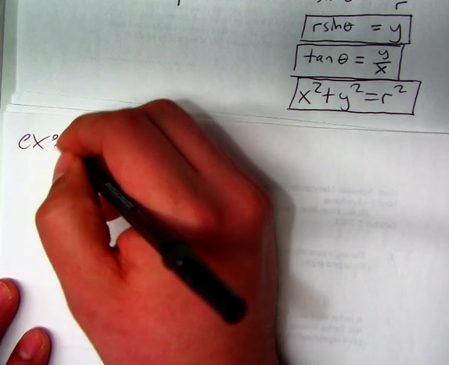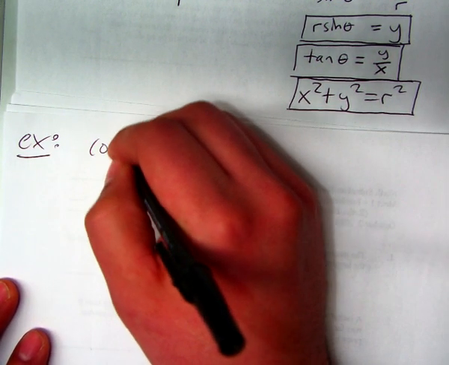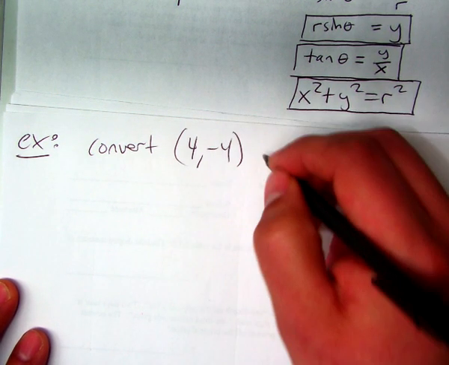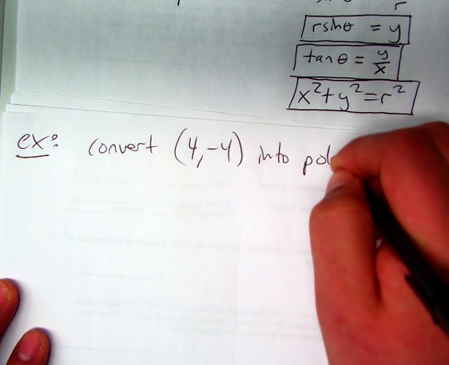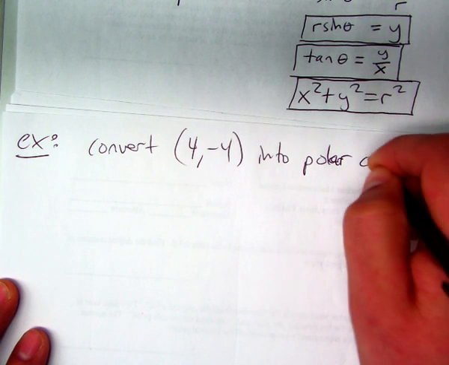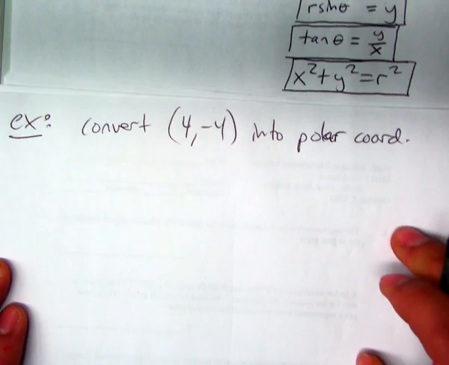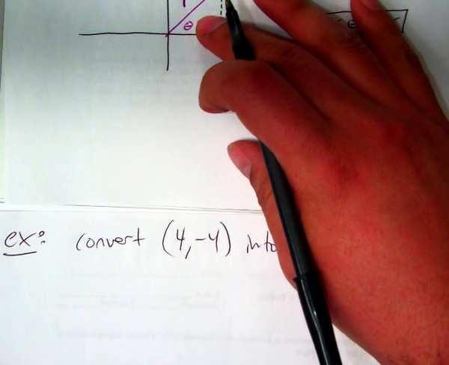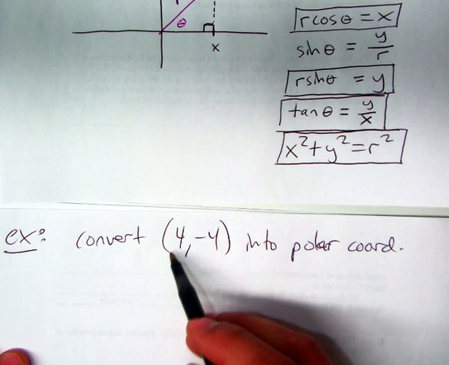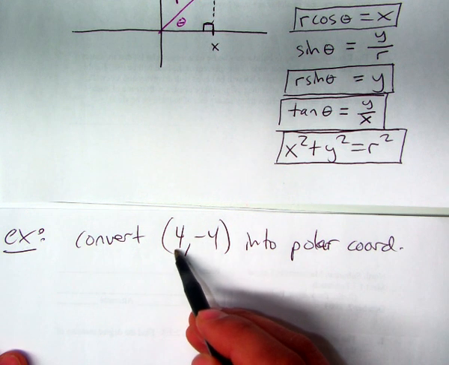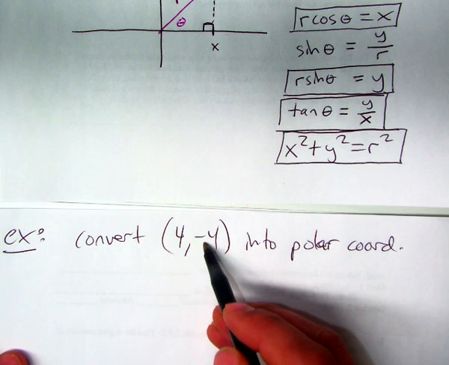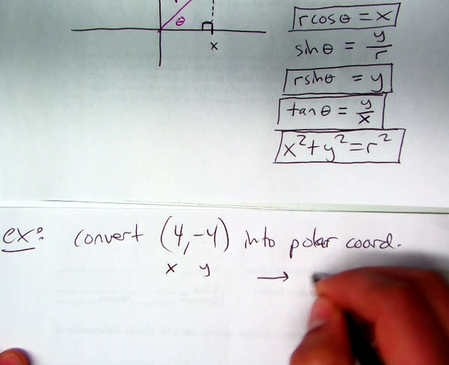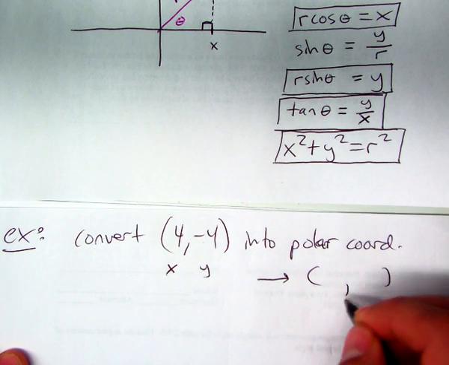Let's say we want to convert 4, negative 4 into polar coordinates. No, you don't have to plot it. Okay? 4 and negative 4. This represents a what and a what? An X and a Y. Very good. This is an X. This is a Y. We want to end up with a what and a what? A radius and a theta.